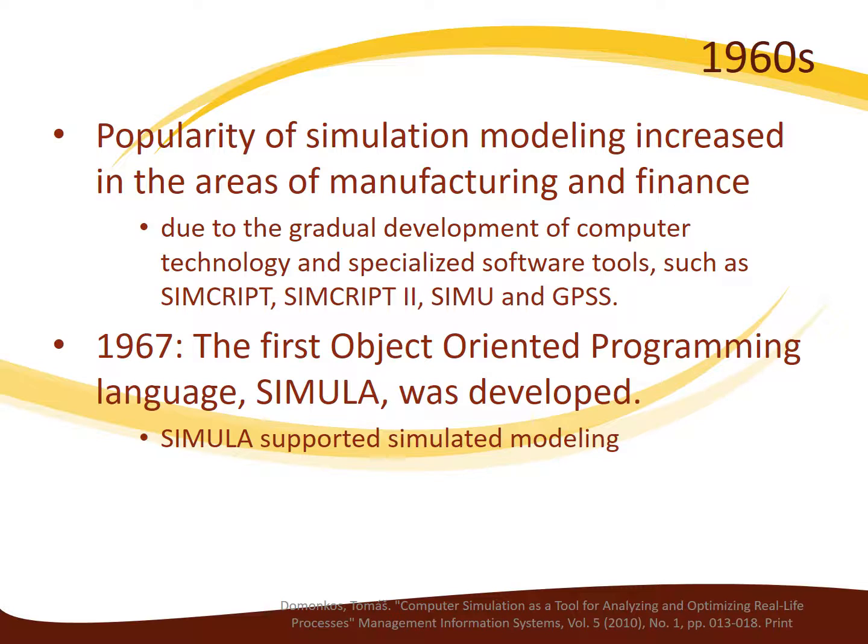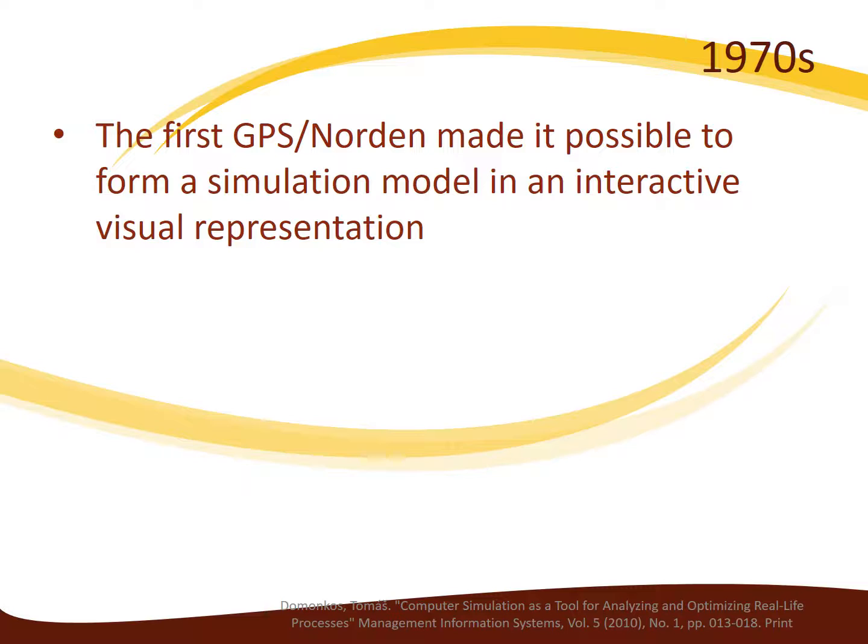During the 1960s, the popularity of simulation modeling increased in the areas of manufacturing and finance, due in part to the gradual development of computer technology and specialized software tools. In 1967, the first object-oriented programming language, Simula, was developed, which supported simulated modeling. During the 1970s, the first GPSS process modeling application made it possible to form a simulation model in an interactive visual representation.